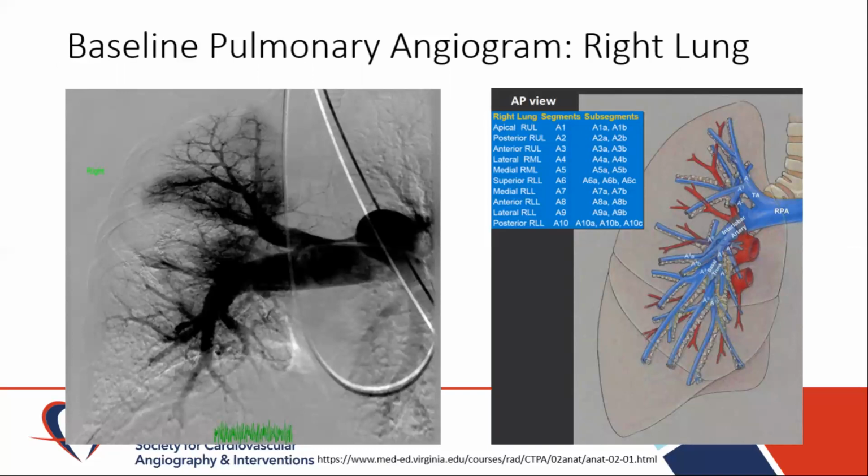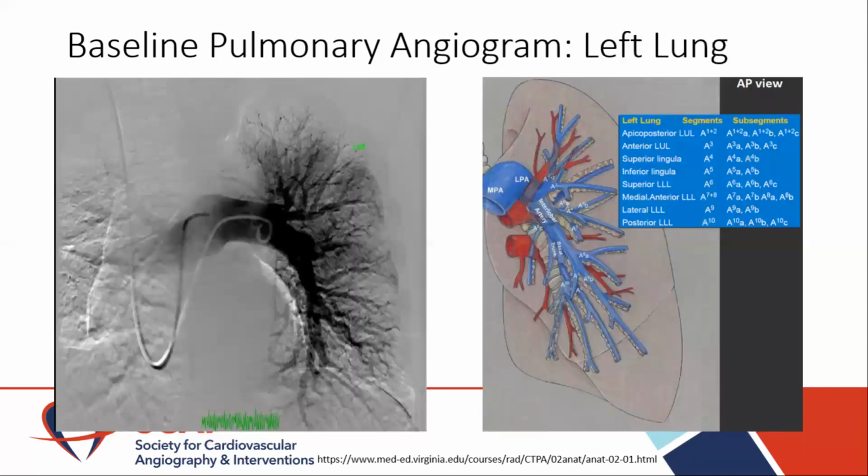Onto the pulmonary angiogram now. Sorry, that's a baseline pulmonary angiogram of the right lung. As you can see, she has significant obstructive disease. Same on the left side, however the right is definitely worse than the left.